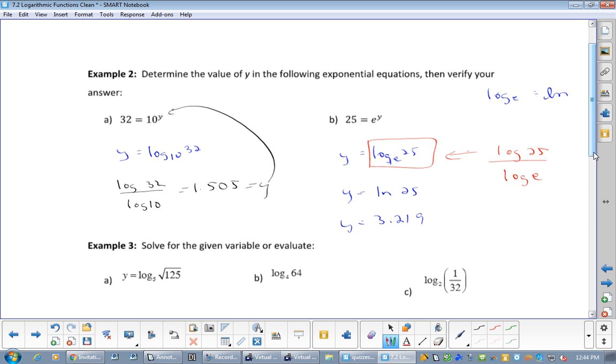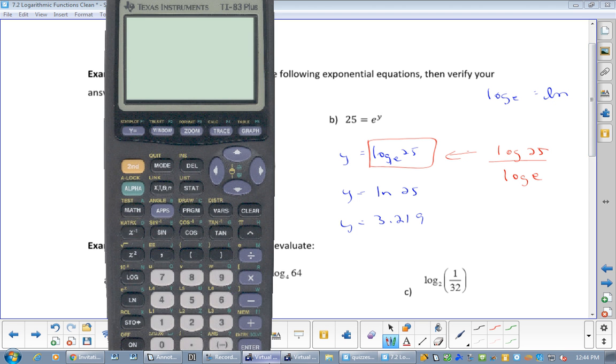Sorry? e is e. e is this button right here above the division sign. So you would put, okay, just because I'm here anyway, I'm going to do it. Second, e to the exponent 3.219. I hope I get 25. Close enough.